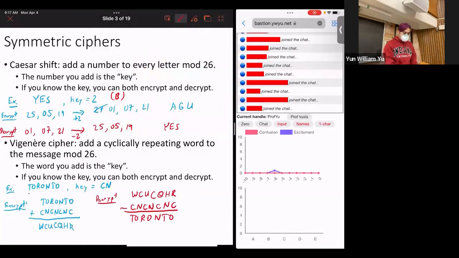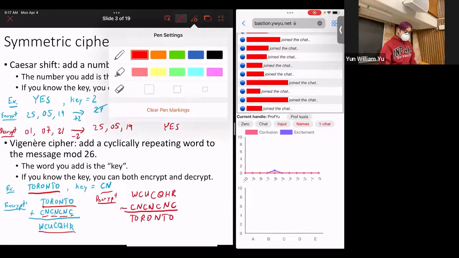And so, for example, if you want to send a message to Toronto with the key CN, well, what you do is you take Toronto and then you repeat CN over and over again so that you have a letter for each spot, and you add them together according to the same addition rule as mod 26 that we were doing for the Caesar cipher.